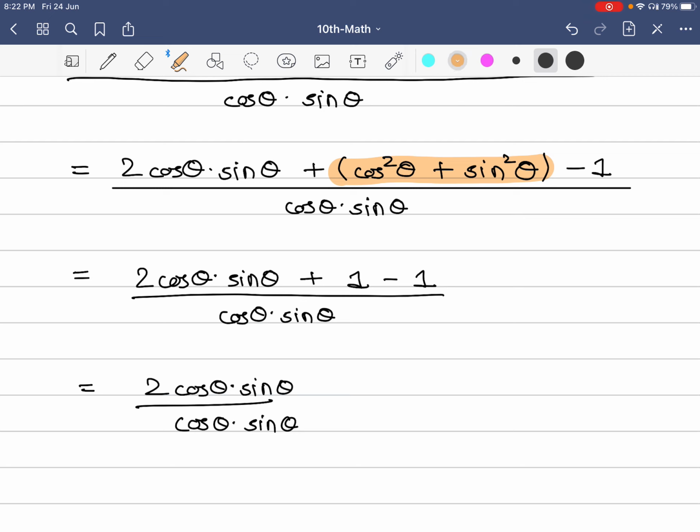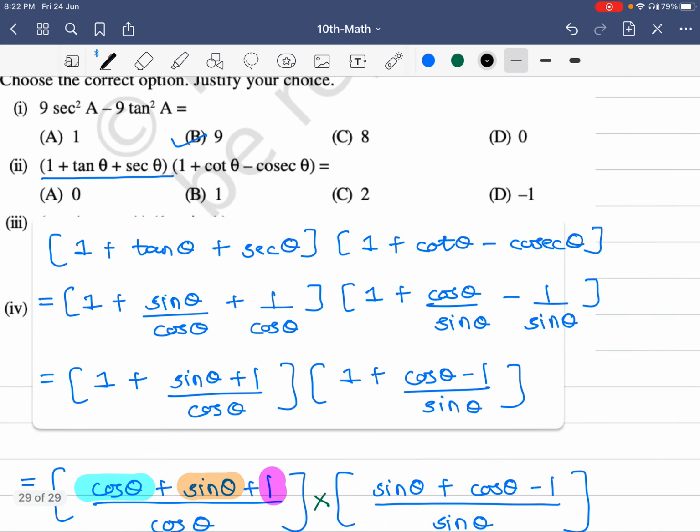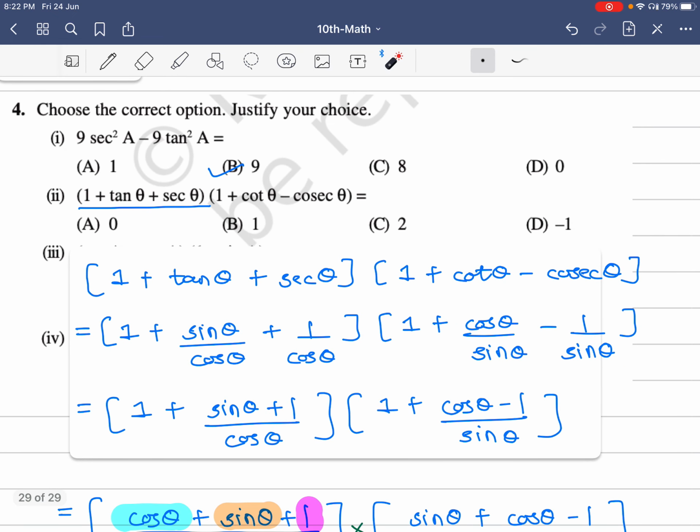So okay, let me use the highlighter. This will cancel, this will cancel, and the final answer that will remain is 2. So 2 is the answer of this algebraic expression. Now let's come to the options. Out of all these options we see 2 as option number C. So I'm going to mark C as our right answer.